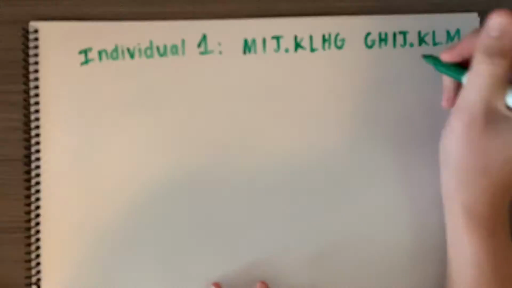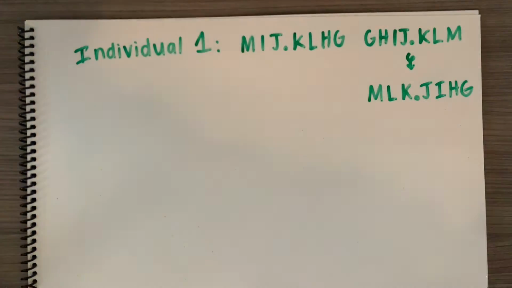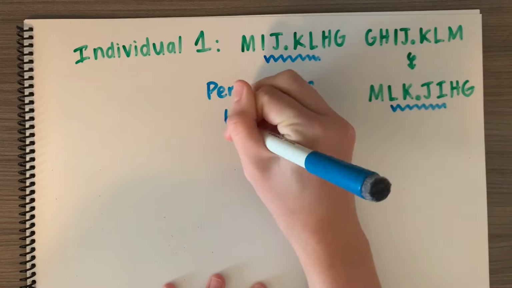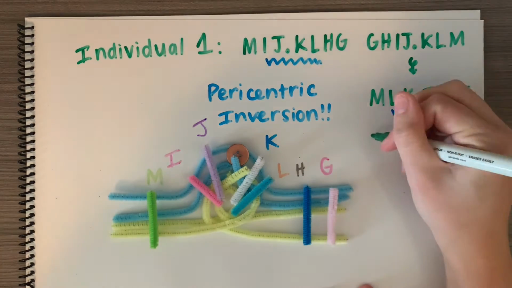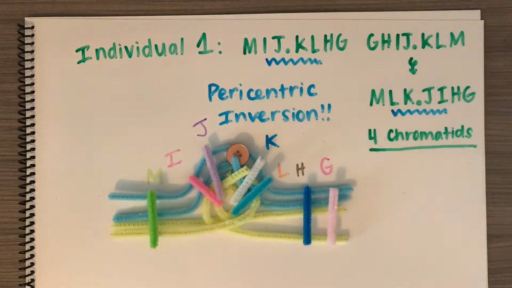And if we flip the second one so we're reading from right to left, we can see that a pericentric inversion occurs with the four middle letters I, J, K, L. Put into an inversion loop, it will look like this, with the button representing the location of both of the centromeres. If a crossover event occurs between the J and K regions, it will form the following four chromatids.